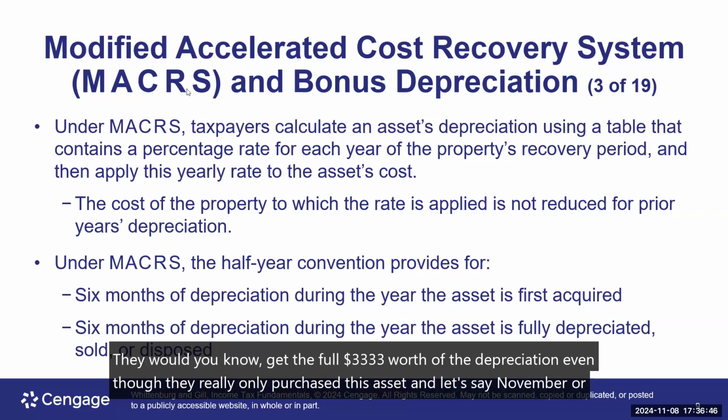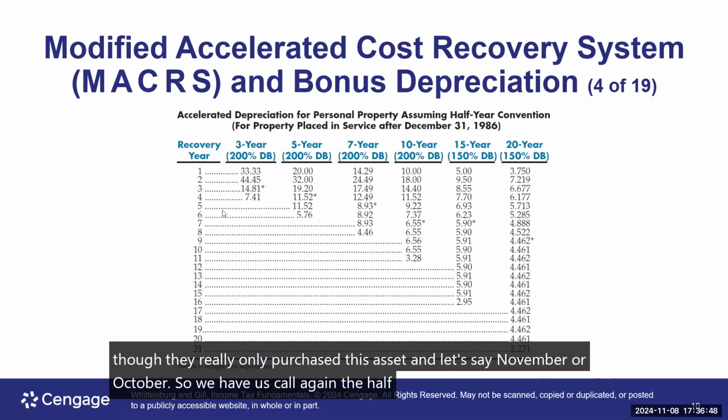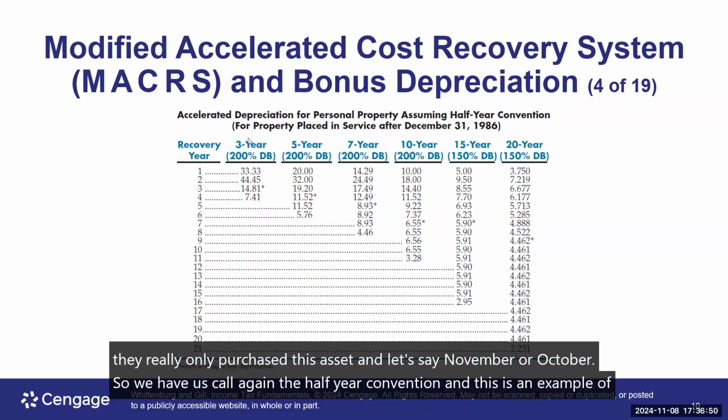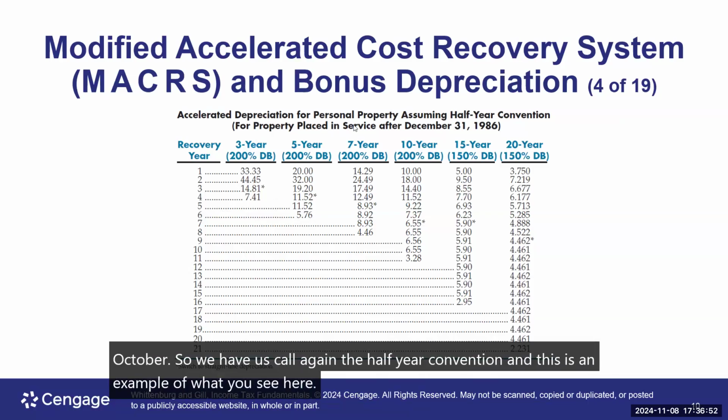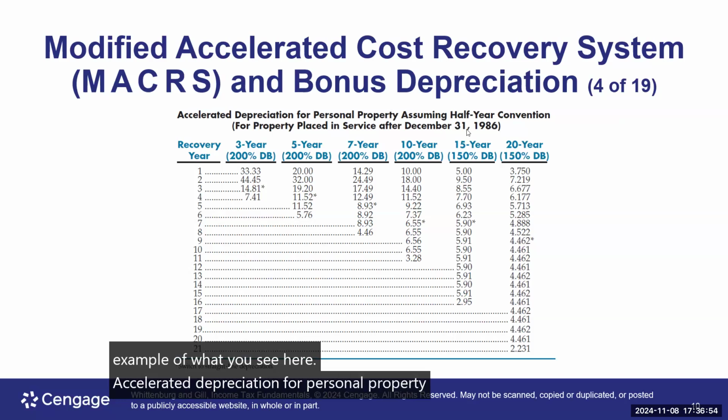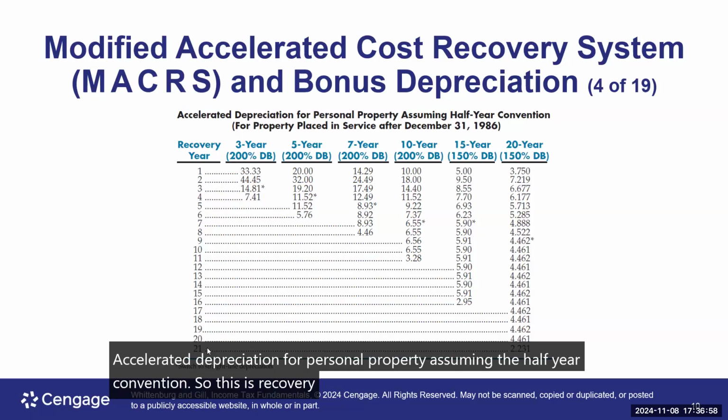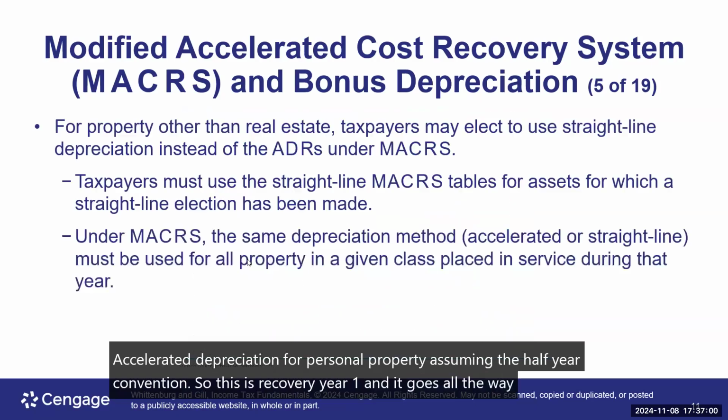So we have what's called, again, the half-year convention. And this is an example of what you see here: accelerated depreciation for personal property, assuming the half-year convention. So this is recovery year 1, and it goes all the way through 21.